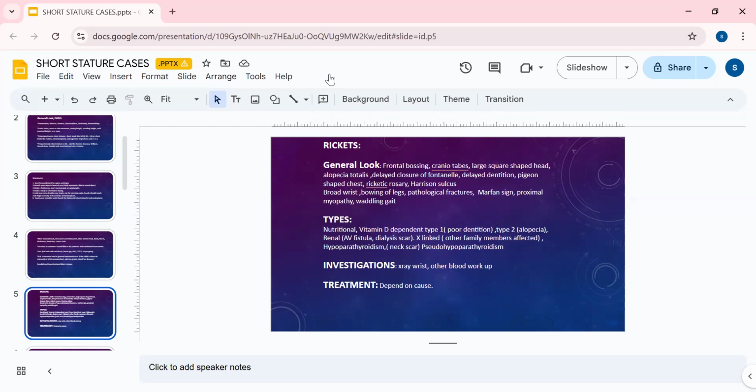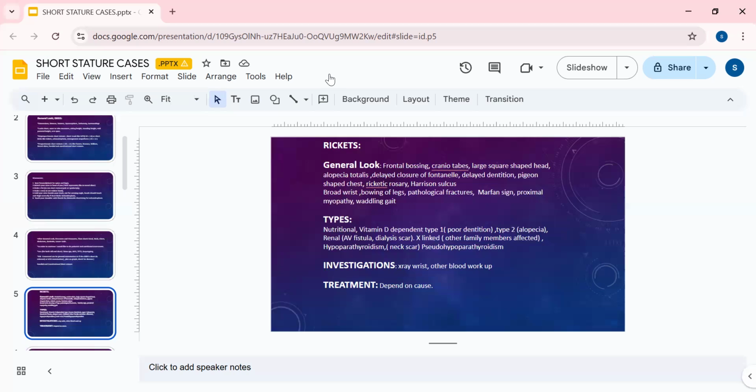So when you've taken the total height, you can either ask the child to sit down, or the lower segment height can also be taken, the length from the pubic symphysis to the heel. That is the lower segment height. Then you can subtract the lower segment from the total height. It will give you the upper segment height. So these are different ways in which you can measure the heights.